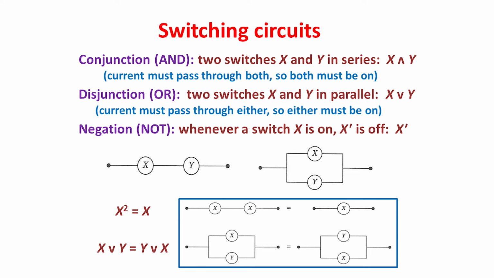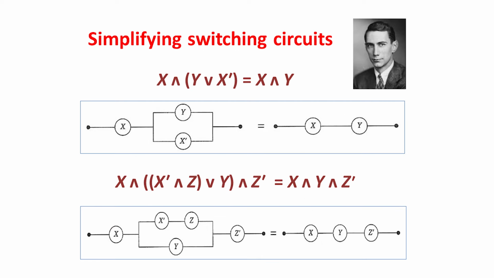We can then represent various switching rules by formulas. For example, two X switches in series have the same effect as a single X switch, corresponding to X squared equals X. And the commutative law X cup Y equals Y cup X said that two switches X and Y in parallel have the same effect when we interchange them. This link between the Boolean rules and switching circuits was recognized in the 1940s by the American mathematician and electrical engineer Claude Shannon, shown here.